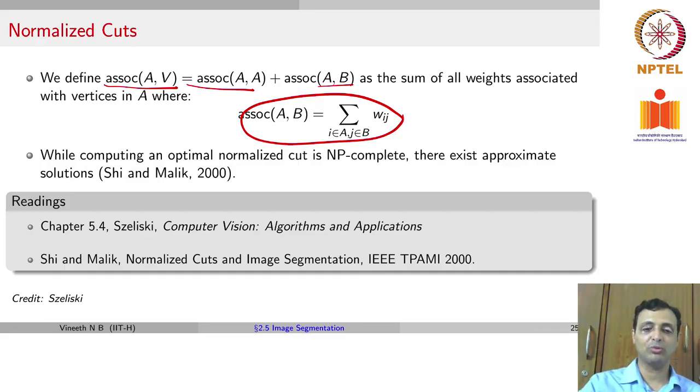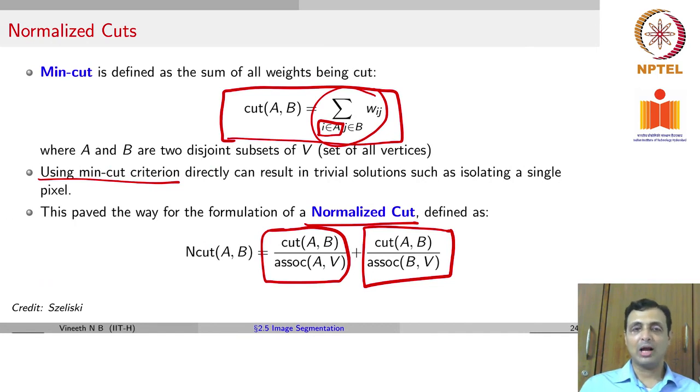It's the sum of all of the weights. And now what you've done by doing this association of AB and association of BB is to ensure that the denominator contains the number of pixels. So in each of these regions.